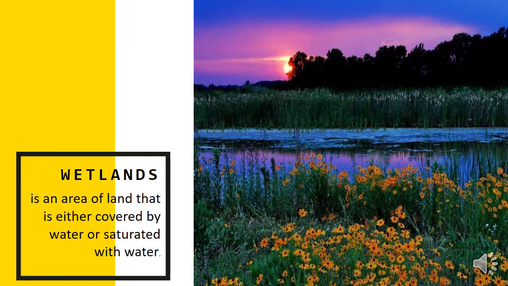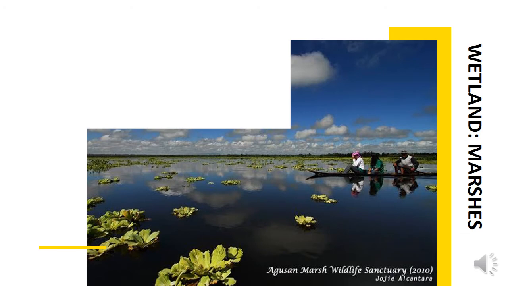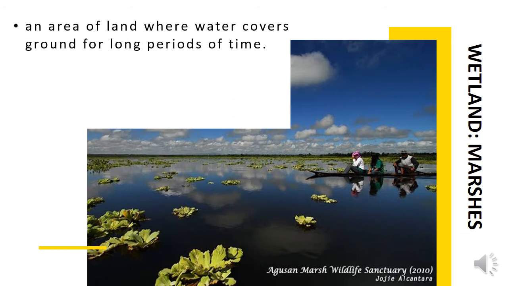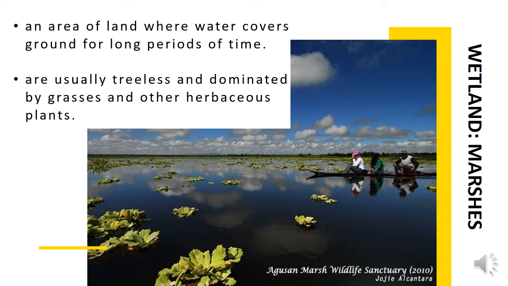Wherever there is a low area in the land, wetlands can occur. There are many different types of wetlands. However, they have one characteristic in common, and that is they are saturated with water. Wetlands, marshes: it is an area of land where water covers the ground for long periods of time. As you can see in this picture, it is usually treeless and dominated by grasses and other herbaceous plants.